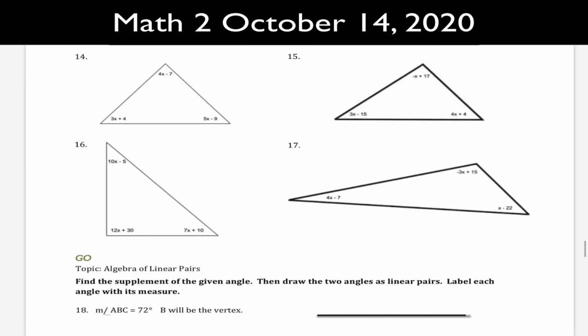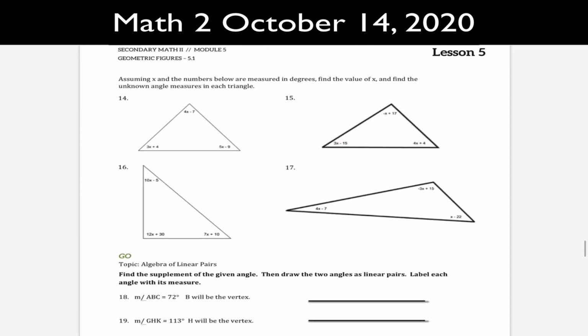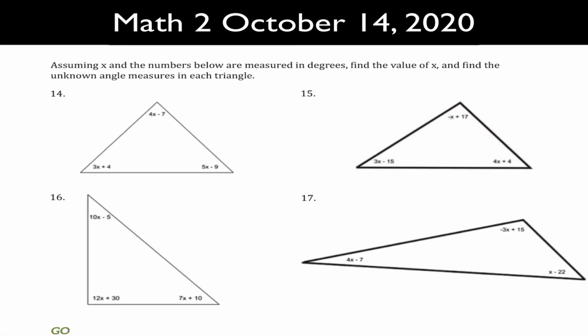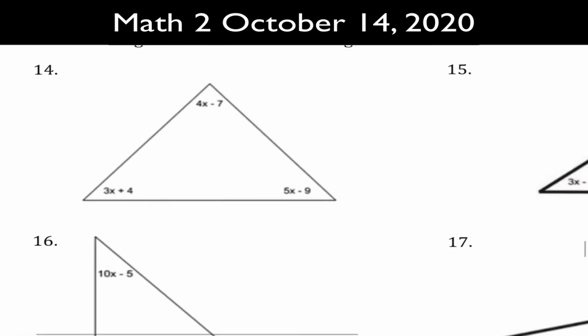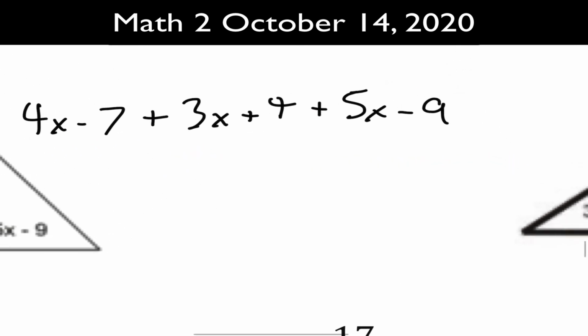All right, looking at the next page, I'm not going to dive all the way into each one of these because it's literally the same thing that we did before. They're just a little bit larger. So let's go through one together. So look at the first one. We have 4x minus 7 plus 3x plus 4, which is that one, plus 5x minus 9. All of that should equal what number?